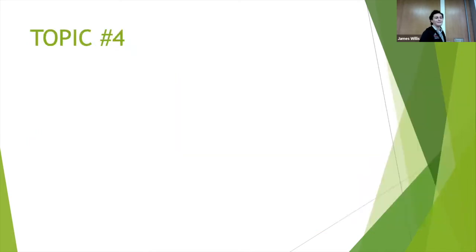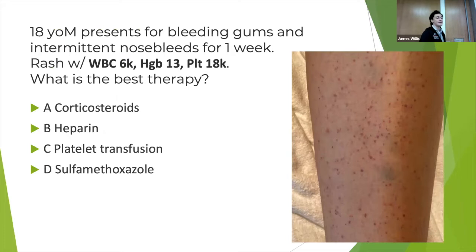Cool. So moving on to our fourth topic. So we have now an 18-year-old male presenting with bleeding gums, intermittent nosebleeds for a week, has the rash over there on the right-hand side, and a white count of 6, hemoglobin 13, and platelets of 18. So here, what is your best therapy? What do you think?